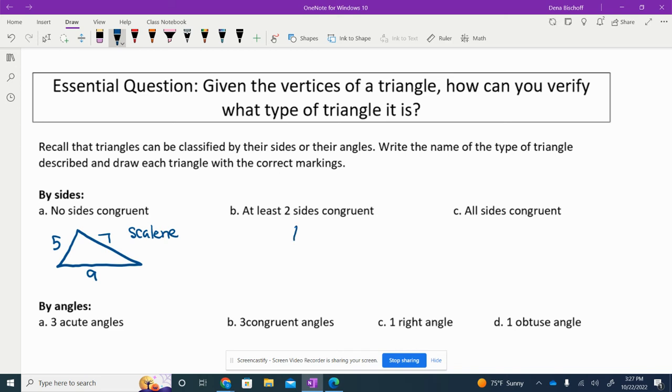If you have a triangle with two sides congruent, it says at least two sides. This is how I mark congruent, right? Put hash marks on it. So these two sides are the same, with a measure of 6 and 6, and this one has a measure of 4. This is called isosceles.